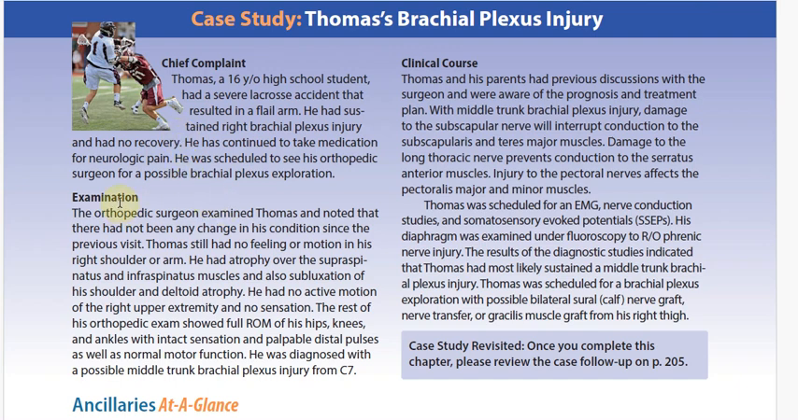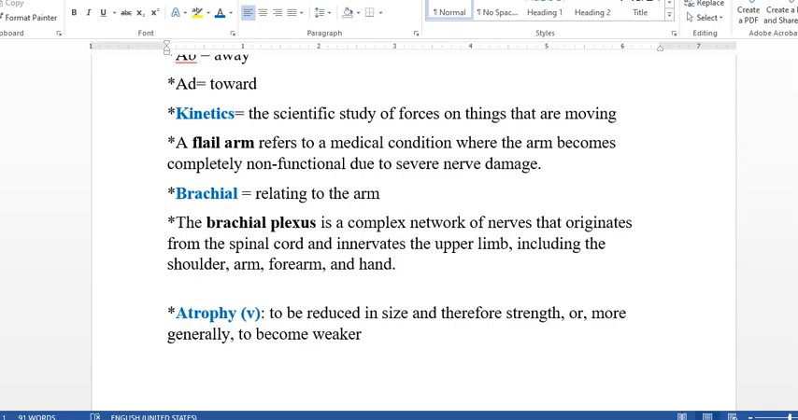Okay, please read the rest of the passage. Here I work on the most important vocabulary and pronunciation. Let's get to the first one here. Atrophy. In medical terms, atrophy can be used as a verb or as a noun. In muscle atrophy, as a verb, atrophy means to be reduced in size and therefore strength, or more generally to become weaker. So atrophy, become weaker. This is a good definition or synonym for that.